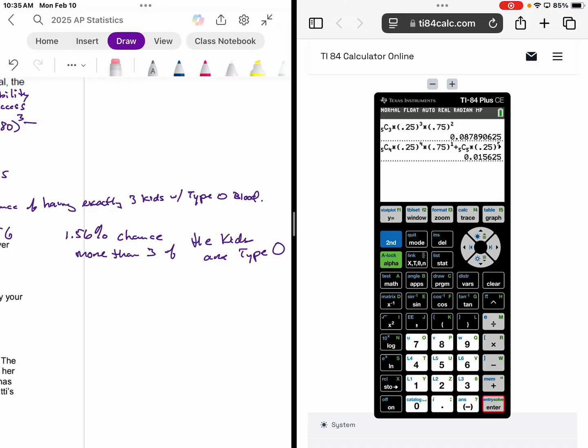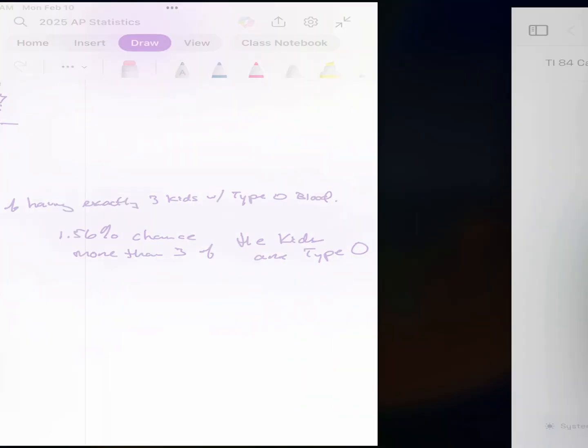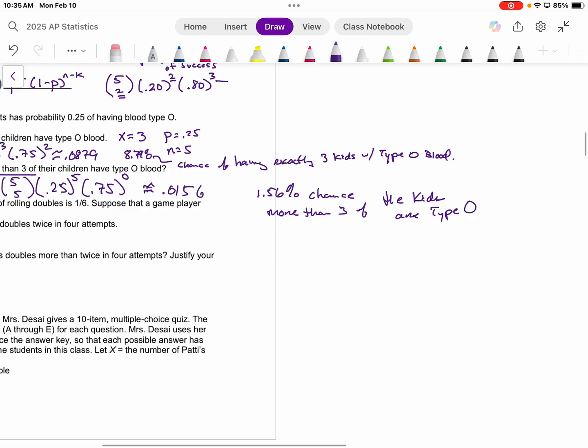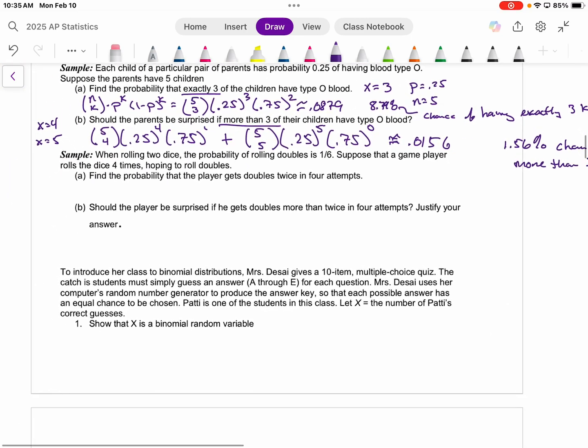All right, next one. When rolling 2 dice, the probability of rolling doubles is 1/6. Suppose the game player rolls the dice 4 times, hoping to roll doubles. Find the probability that the player gets doubles twice in 4 attempts.